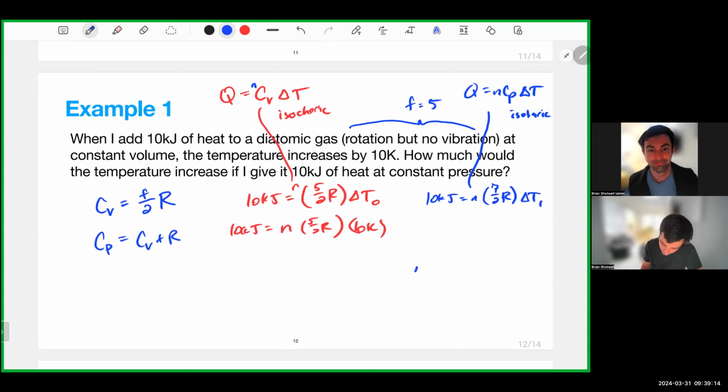Okay, so times delta T1. So it looks like if we just combine these two equations, you get delta T1 is going to be less by a factor of 5/7. It'll be 5/7 delta T0. And originally this was 10 Kelvin. So this is going to be 71, 7.1 Kelvin.